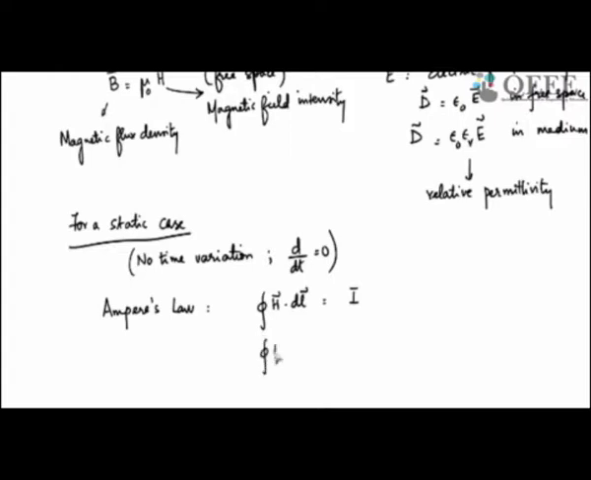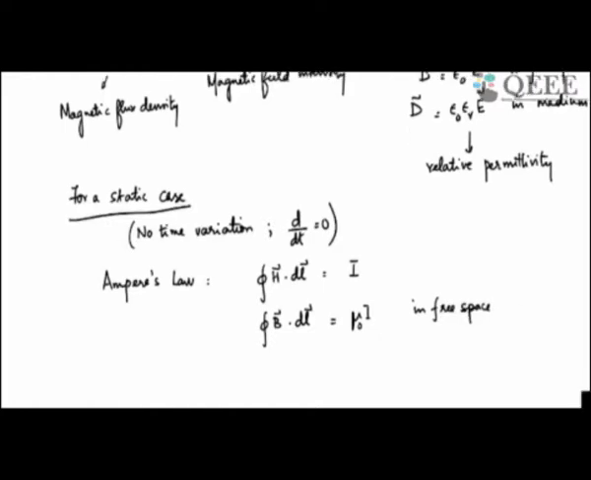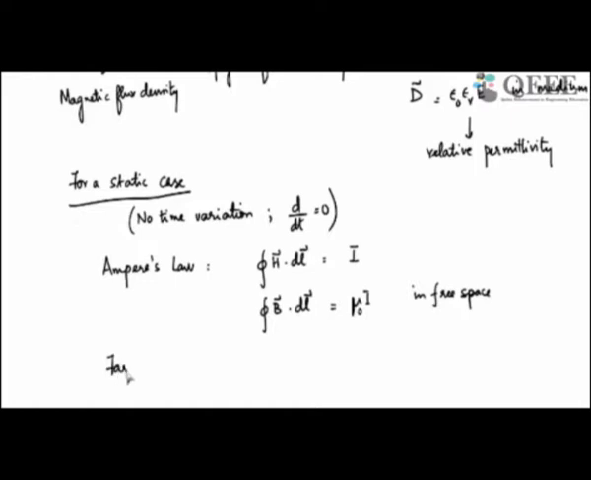You can write it as B dot dl, because B is equal to mu H, so H is B by mu, so this is mu naught I in free space. What about Faraday's law? In the static case, I have everything static, so E dot dl must be equal to 0 because there is no time variation.